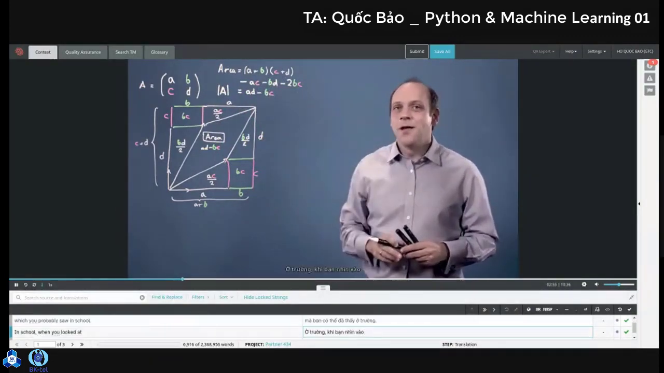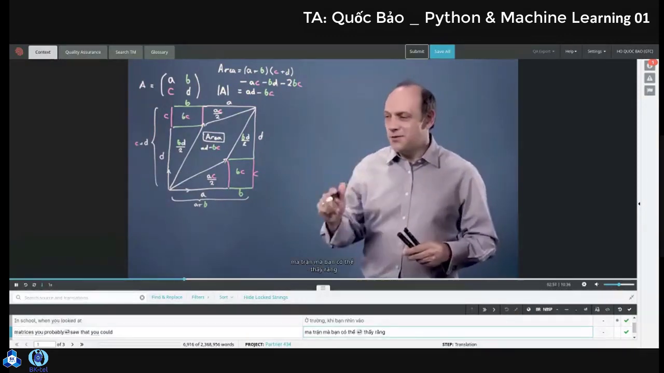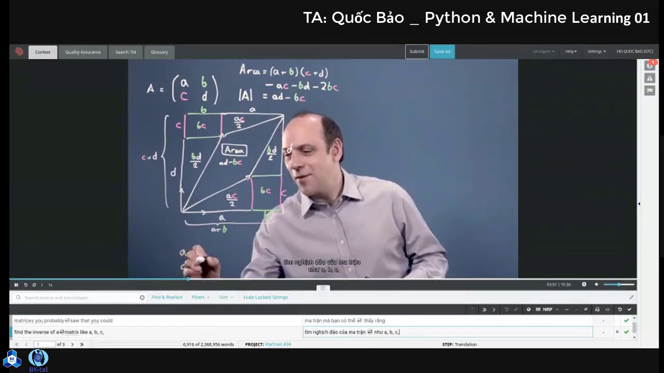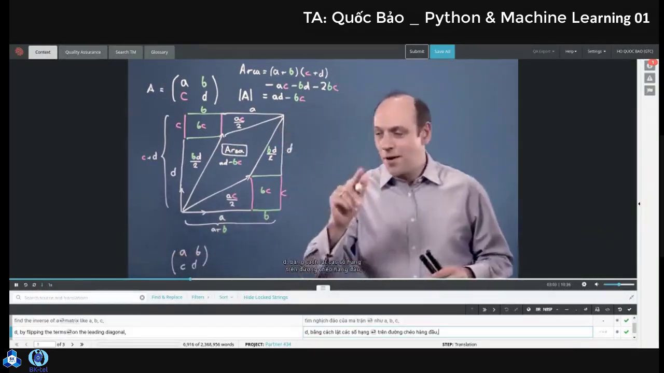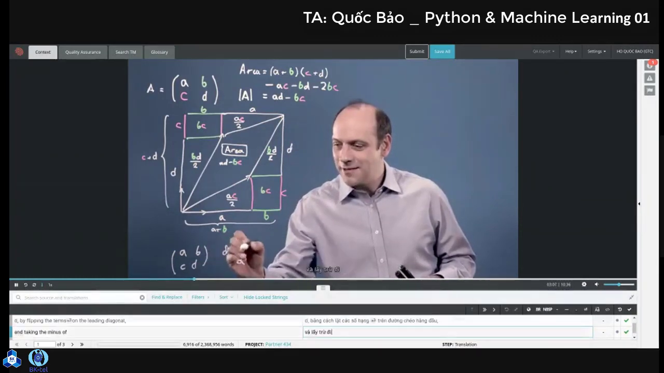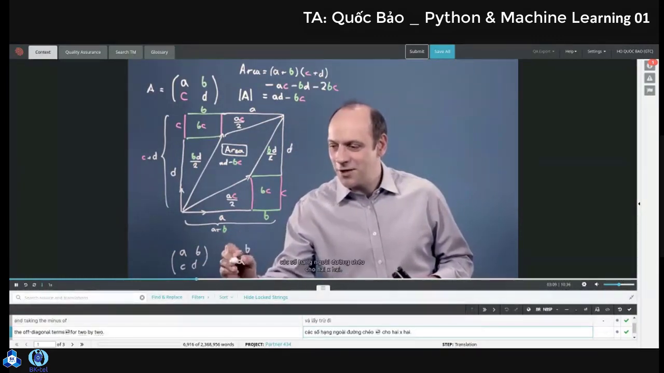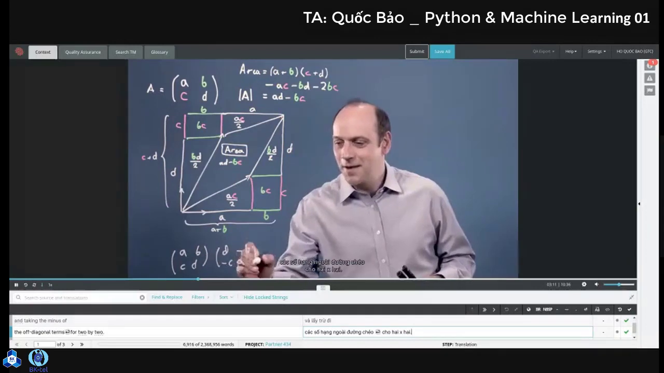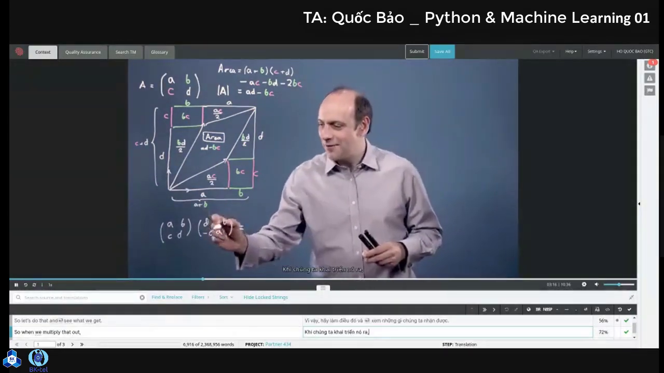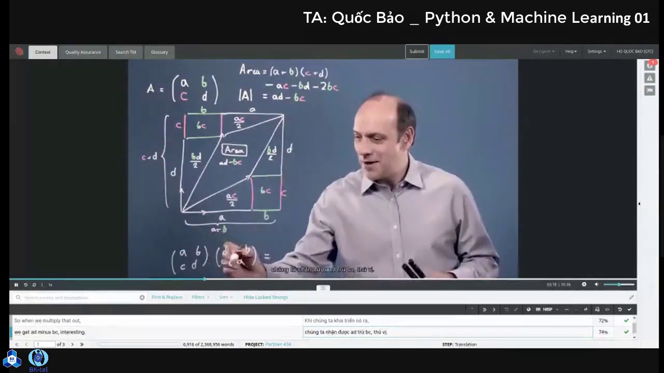Now in school, when you looked at matrices, you probably saw that you could find the inverse of a matrix like A, B, C, D by flipping the terms on the leading diagonal and taking the minus of the off-diagonal terms for a 2 by 2. So let's do that and see what we get. So when we multiply that out, we get AD minus BC.